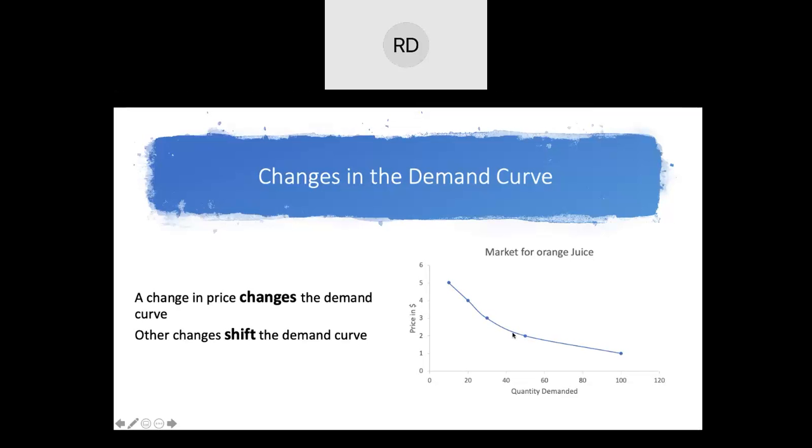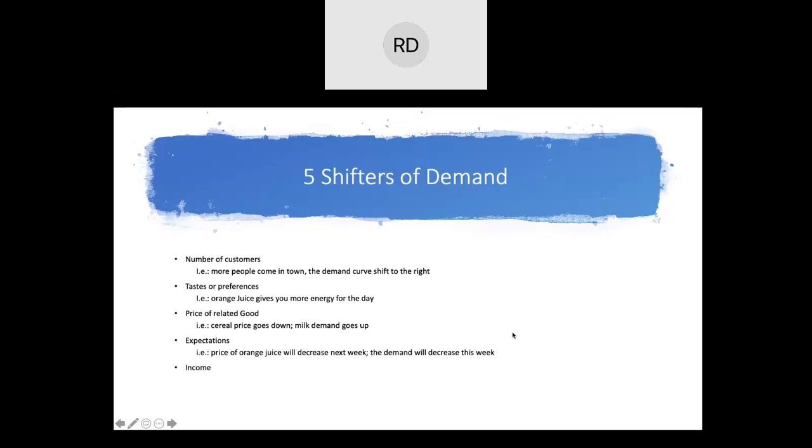Now let's see what are those changes that can shift the demand curve, right? So there are 5 shifters of the demand curve. We have the number of customers. Imagine that for some reason we have more people coming in town. Well, since we have more people coming in town, the demand for orange juice will increase.